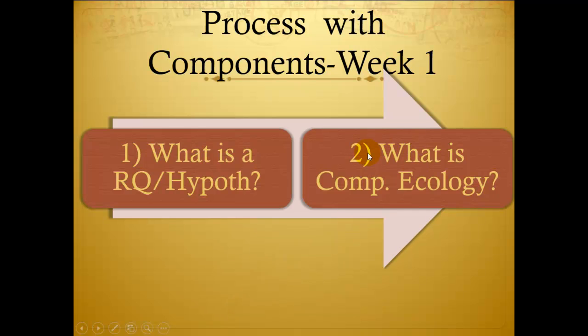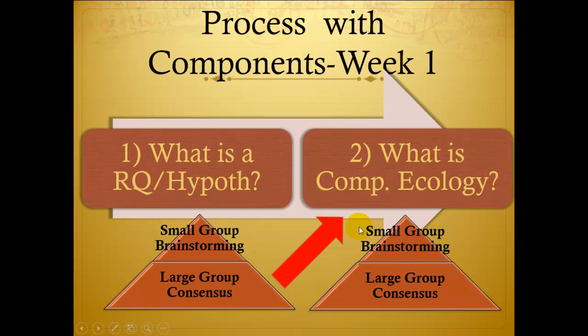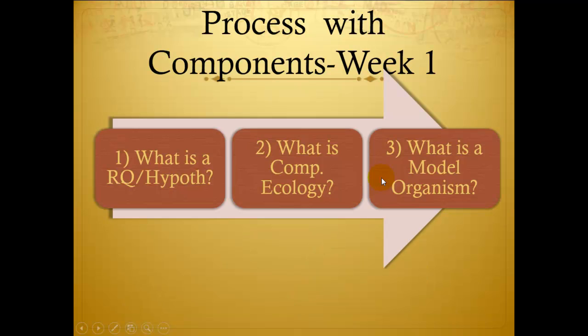Once we've got that down, the next thing you're going to do is ask, well, what is competition ecology? Same format. Right, we did some small group brainstorming, some large group consensus here. Now we can start to put that in use. We'll do some small group brainstorming, large group consensus. Again, have them write these answers on their whiteboard, and then maybe you can come together and put them all up front, come up with a large group definition for what is competition ecology.